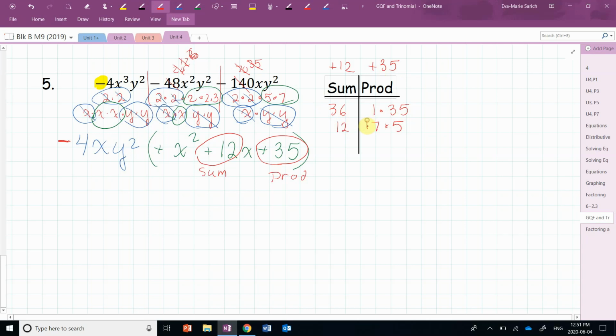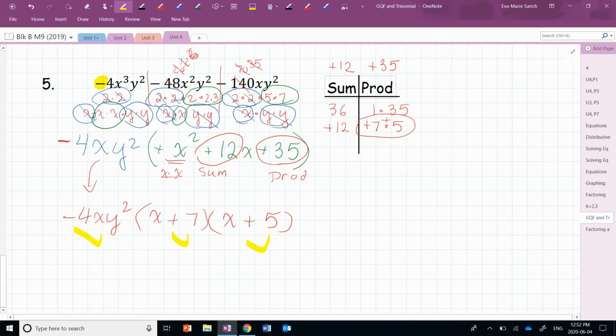Now remember the signs. These are going to be two positives. Give us a positive there. So breaking that trinomial into two binomials, the second terms are going to be positive 7 and positive 5. Don't forget, we need to bring down our GCF, so we're going to have negative 4xy squared. And then this x squared term breaks down into x times x, so the first of those terms are going to be x. Again, 3 marks, 1 for the GCF and 1 for each of the binomials.